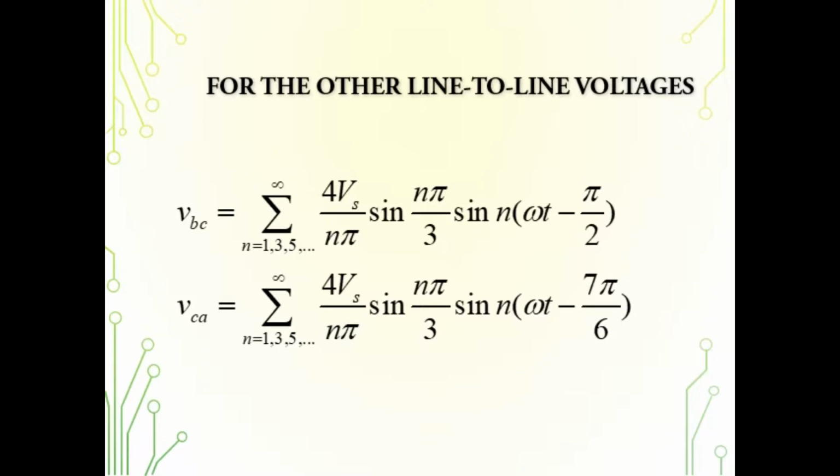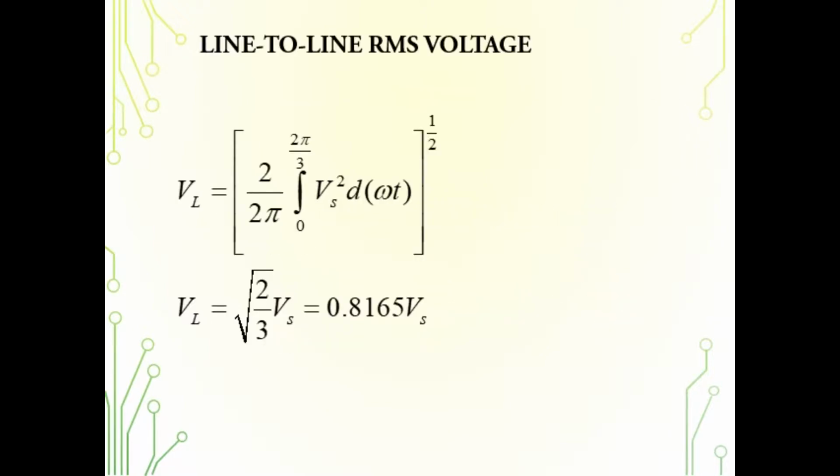Similarly, the line voltages VBC and VCA are expressed. Next is the line to line RMS voltage. Since this is a line voltage, you can refer to VAB, VBC or VCA. To find the RMS voltage, we consider one full cycle. Since for a half cycle the wave is symmetrical, we consider it as 2 by 2 pi, integral from 0 to 120 degrees, Vs square d omega t.